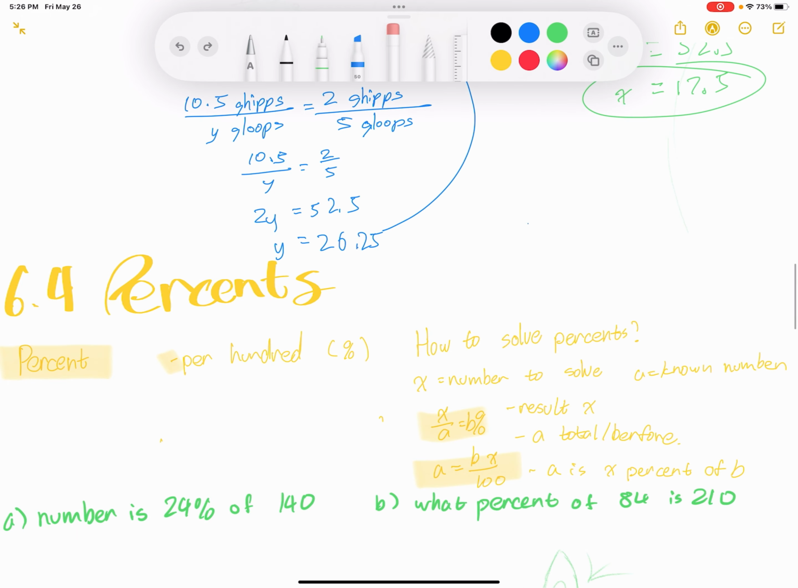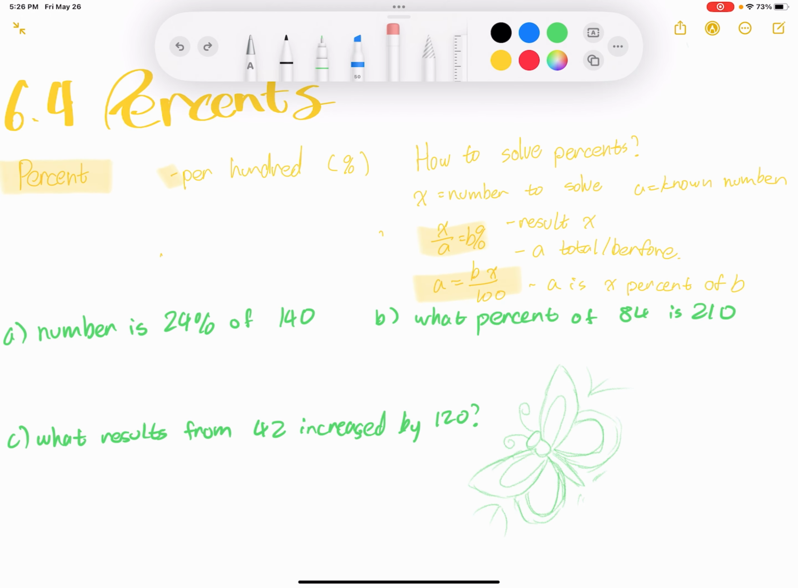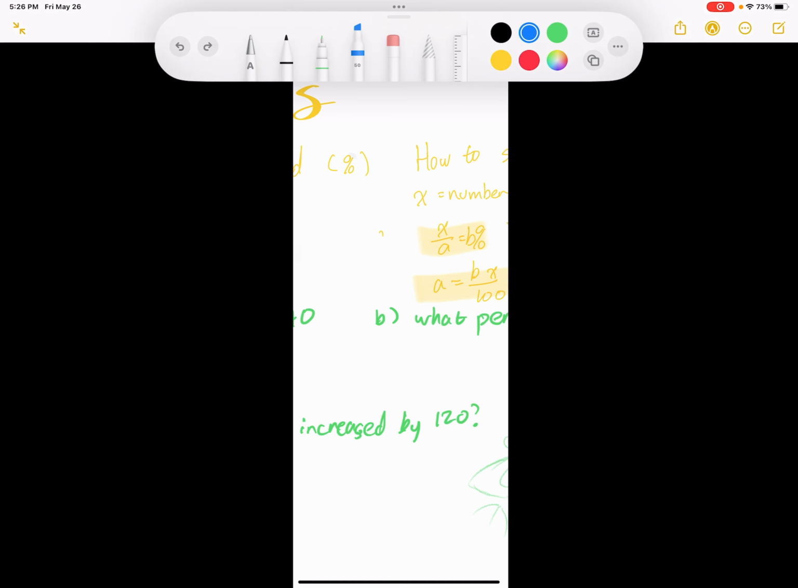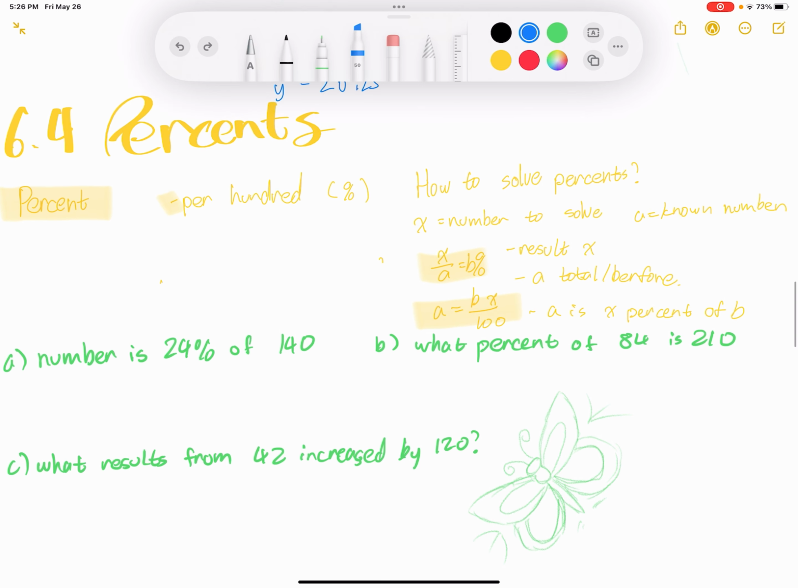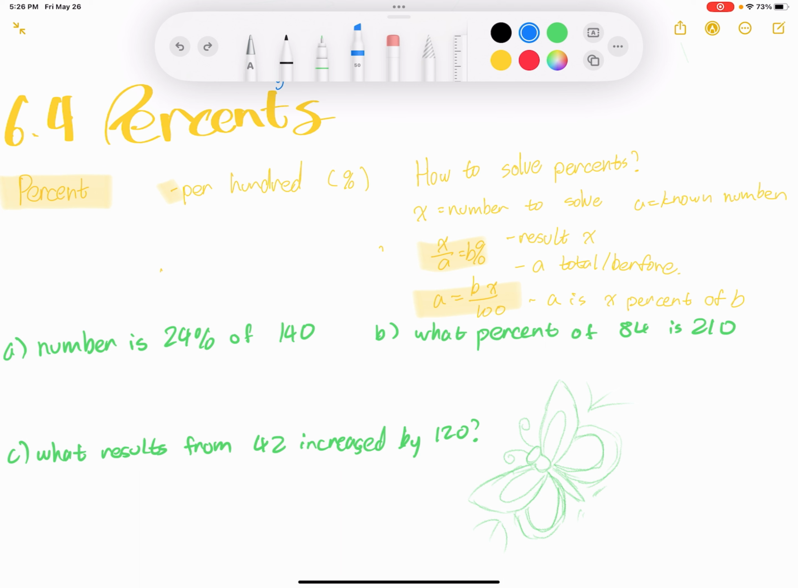The next problem is percents. What is a percent, you may ask? Percents literally means per hundred. It is written in this weird apostrophe thingy-majig. And how to solve percents. Percents have a few common knowledge equations that you should know or learn.